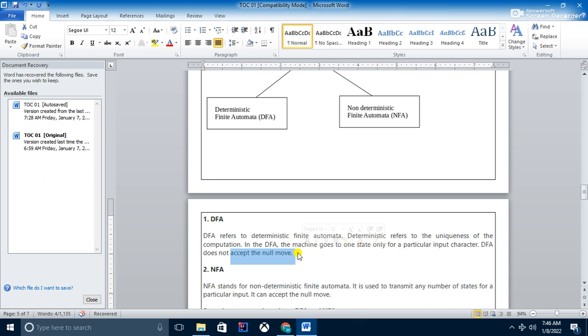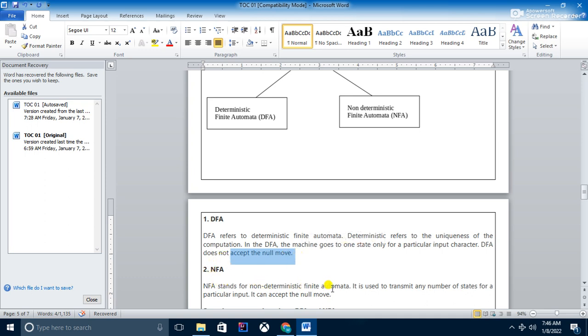So in this way, DFA can be defined as deterministic finite automata. It refers to the uniqueness of computation. So it does not accept the null input or null symbols, or it does not have null moves. So that is called DFA. Now coming to the non-deterministic finite automata or NFA.